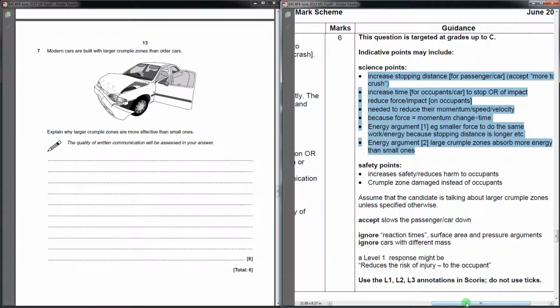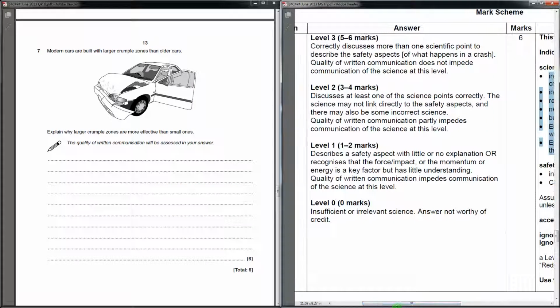So the key general point to make here with these 6-mark questions is that these levels often depend on what the question asks you to do. Here it says explain why larger crumple zones are more effective than small ones. Well, there are no obvious separate tasks to do here. Sometimes it'll say describe and explain, and if you just do the describe part, you'll be at level 1, and you'll need to get the explain in to reach level 2 and 3.